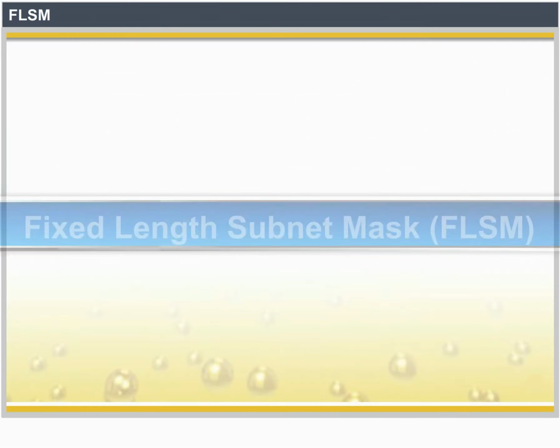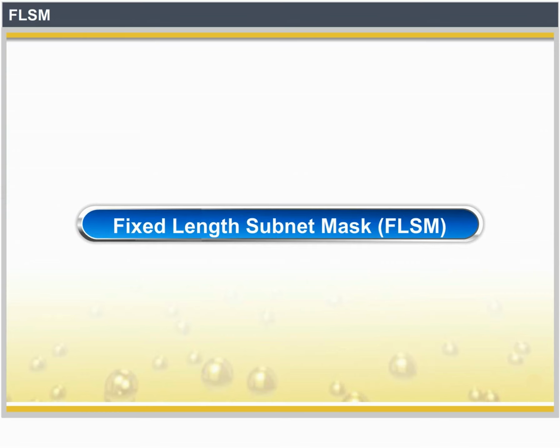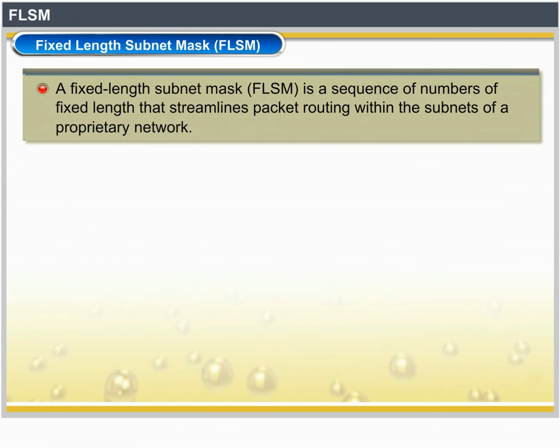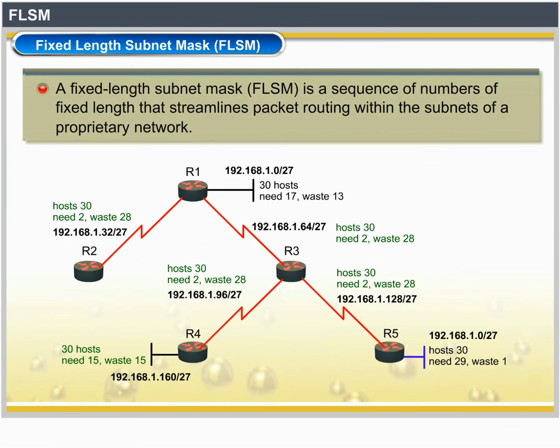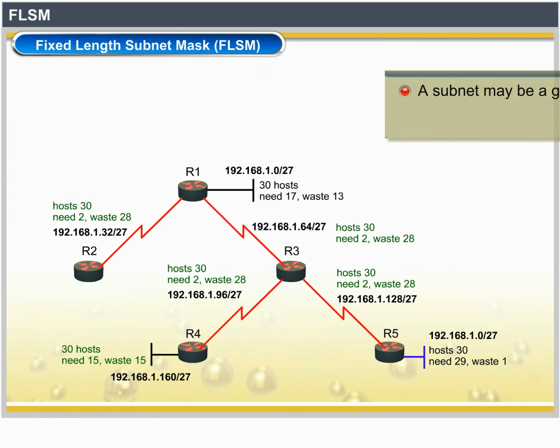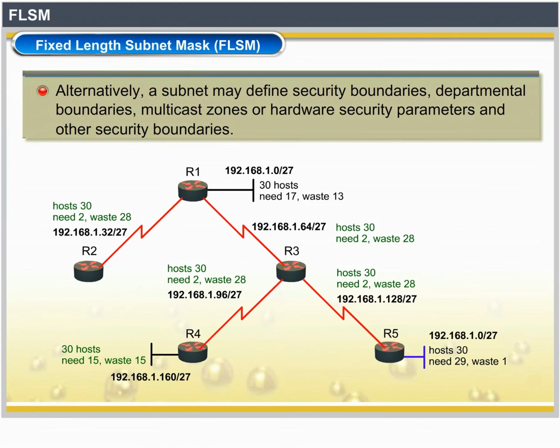FLSM, Fixed Length Subnet Mask. A fixed length subnet mask, or FLSM, is a sequence of numbers of unchanging length that streamlines packet routing within the subnets of a proprietary network. A subnet can be a geographically defined local area network, or LAN. Alternatively, a subnet may define security boundaries, departmental boundaries, multicast zones, or hardware security parameters.